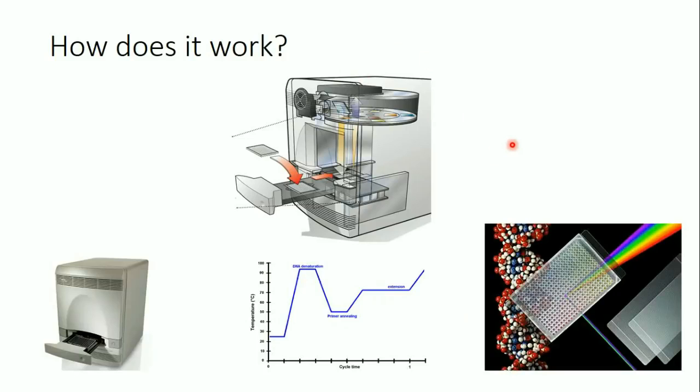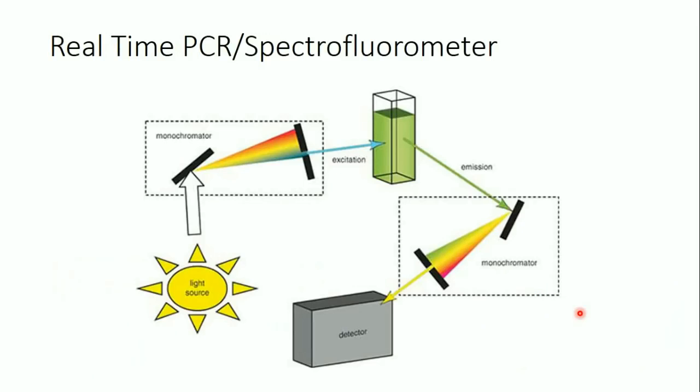So this is how the spectrofluorometer works. It excites a specific fluorophore inside the sample, and then the fluorophore emits fluorescence, or emits light, and we then detect the light coming out of the sample. So the spectrofluorometer keeps measuring the amount of DNA in my sample continuously during the PCR process. Because of this, it's called real time.